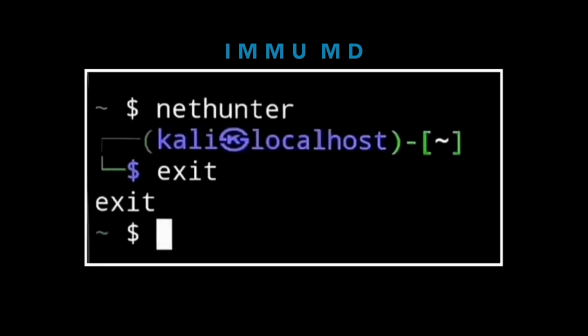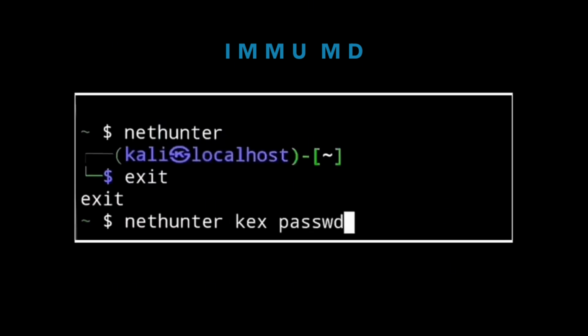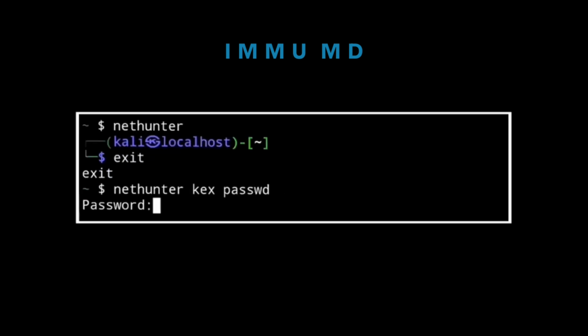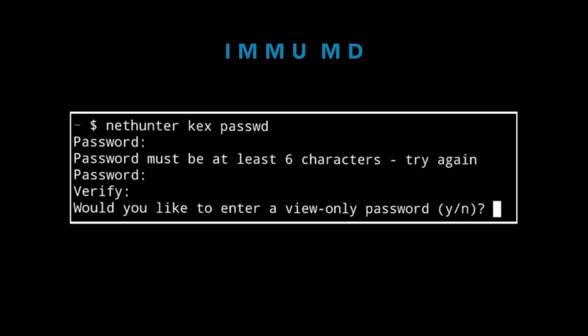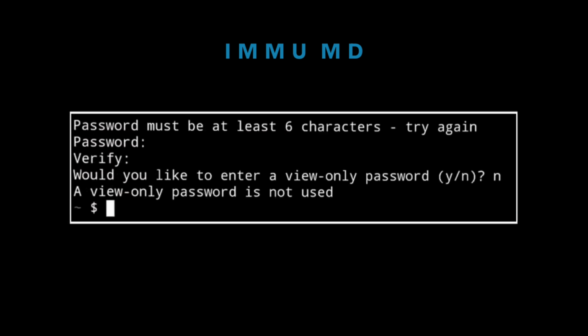So the first step of configuring Kex was to set up a password for our VNC connection. And to do it, type in nethunter kex passwd like this and hit enter. Now set an easy to remember password and hit enter once again to continue. Next, it will ask you if you want to set a view-only password. The choice is yours, but I'm going to hit N for no and continue.